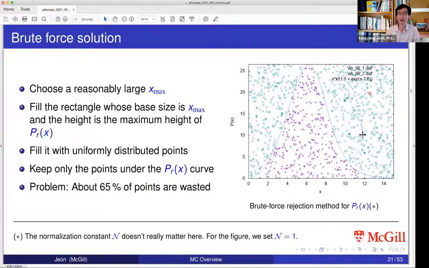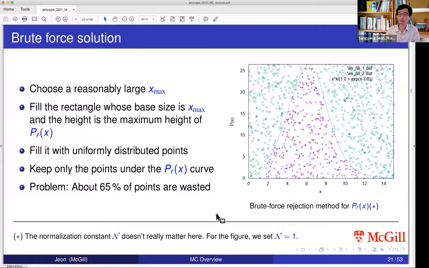I can enclose it in a rectangle and just spray random numbers uniformly to cover this rectangle. I can just take whatever falls under the curve. Just discard all these green points and take the purple points. That will give you the random numbers according to this curve.